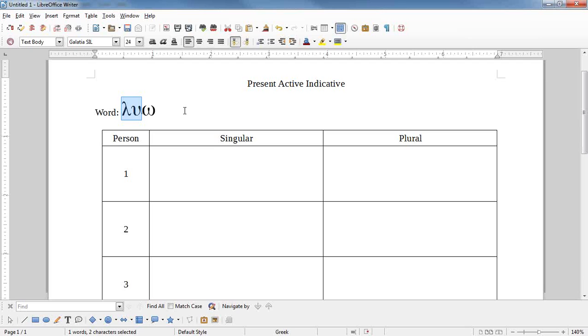Yes, go ahead. Oh, you're fine now. You're just going in and out there for a little bit. Oh, really? Okay. Thank you for letting me know that. So let me just say that one more time then. The present active indicative, what does that mean? It means that it's happening right now in time and that the subject is doing the action. And in this case, the stem is lambda upsilon. Lambda upsilon. Okay?